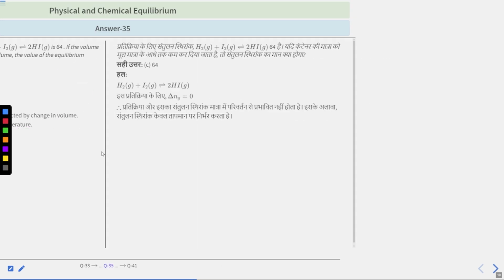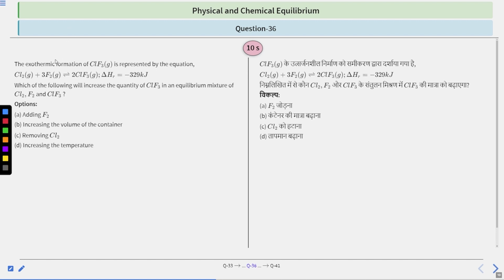Okay, moving to next question, question number 36. The exothermic formation of ClF3 is represented by the equation Cl2 + 3F2 → 2ClF3, and the enthalpy of formation, ΔH, is −329 kilojoules. Which of the following will increase the quantity of ClF3 in an equilibrium mixture of Cl2, F2 and ClF3?